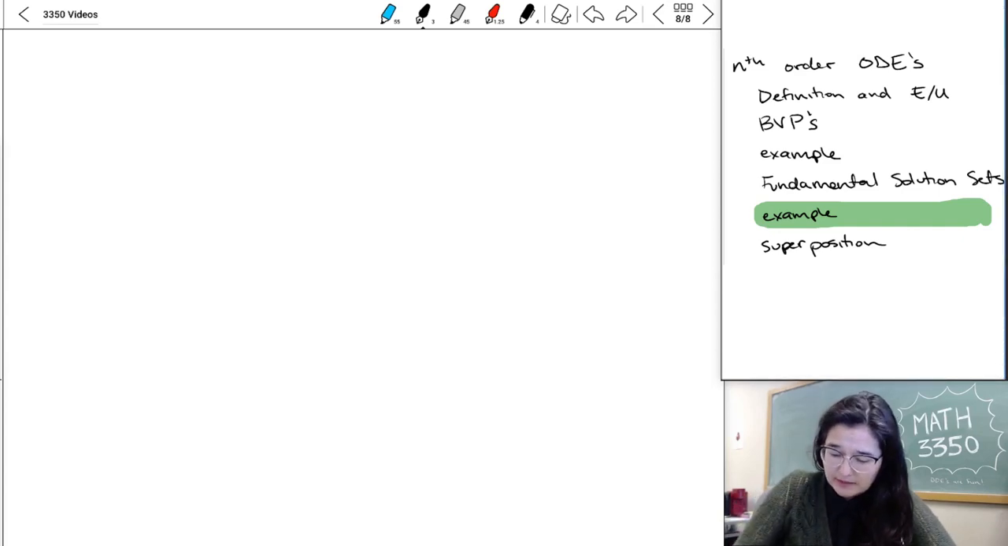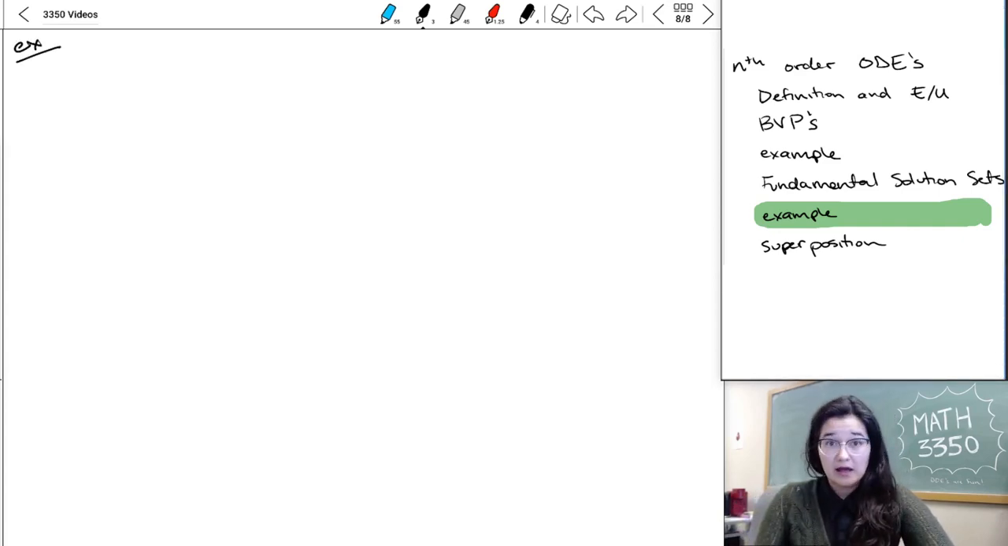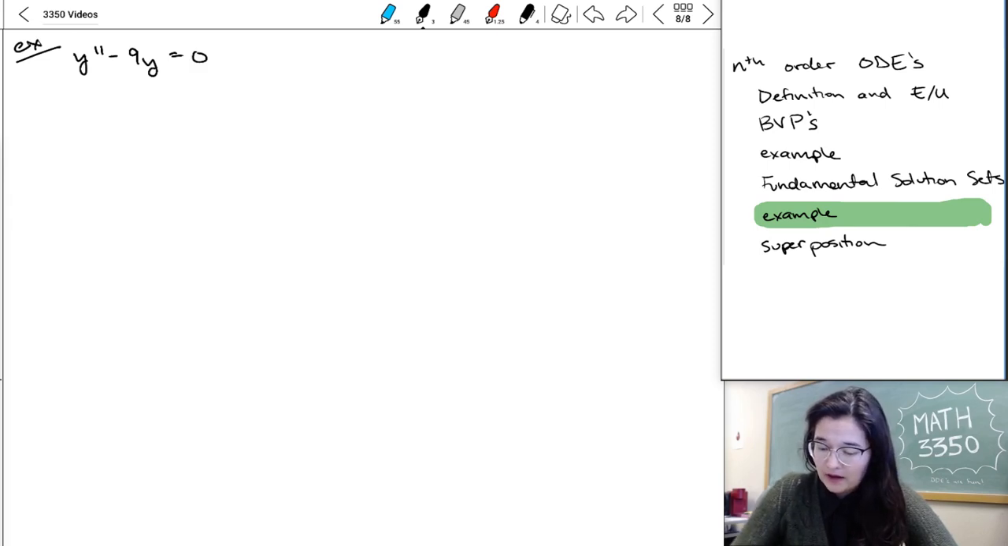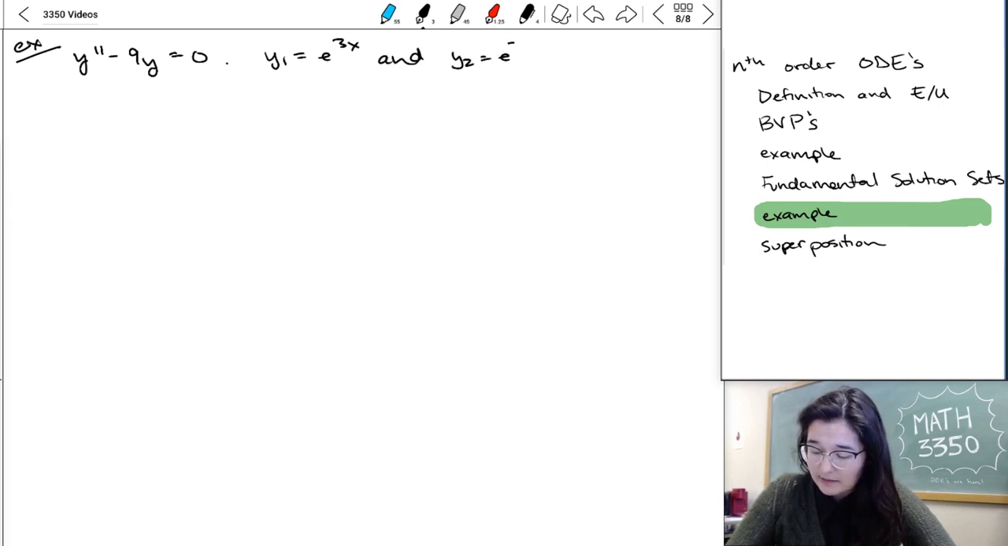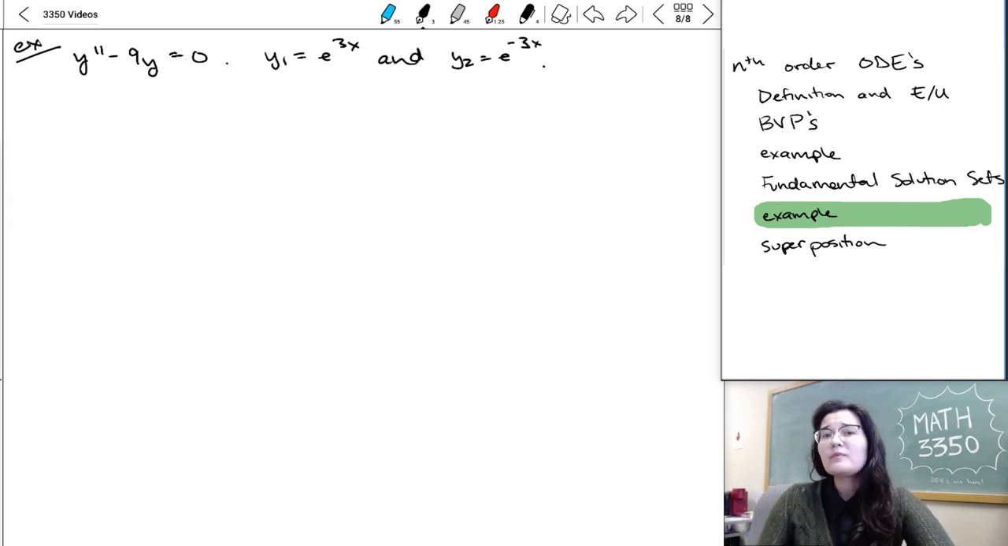So let's do an example of checking that we have the functions to form a general solution. We're going to consider the differential equation y double prime minus 9y equal to 0, given the functions y1 equal e to 3x and y2 equal e to minus 3x. We still haven't gone over how to find those functions, but assuming you had, this is how we would know that you've solved the full differential equation.